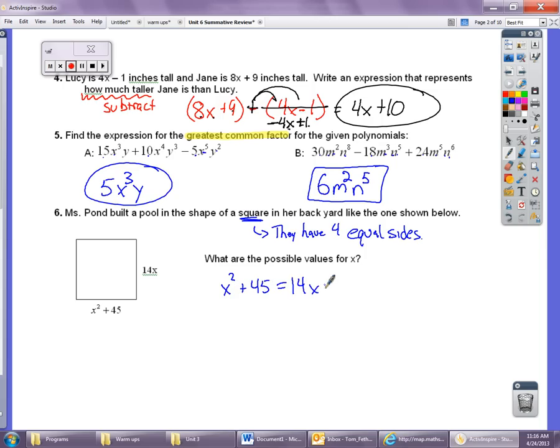So now we have our equation, so now we just have to solve the equation. Well, to solve the quadratic equation, it has to equal 0.